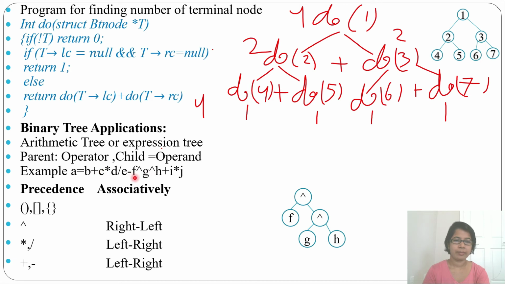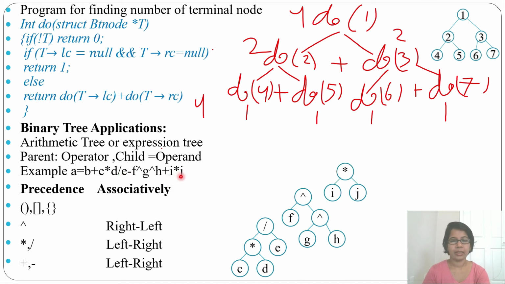Next is multiplication and division. Here one multiplication, one division, and one more multiplication are given, so it will go left to right. First we'll do c multiplied by d. Then we'll do this whole, c multiplied by d, divided by e. Next we'll do i multiplied by j. So now all multiplication and division is done.